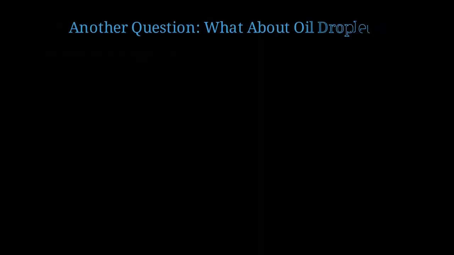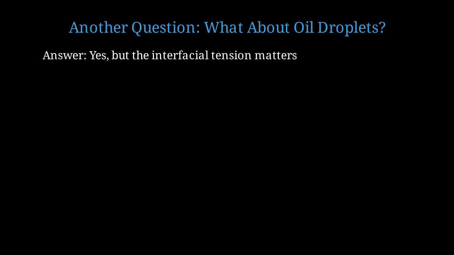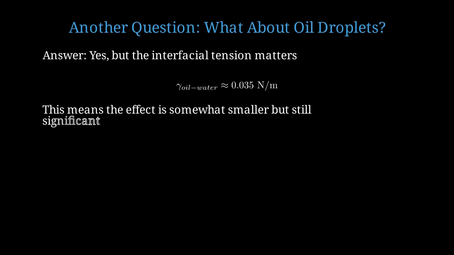Another important question: does this work for oil droplets in water as well as water droplets in oil? The answer is yes, absolutely. The key parameter is the interfacial tension between the two phases. Oil-water interfaces typically have tensions of 20 to 50 millinewtons per meter. For a typical oil-water interface, gamma is approximately 0.035 newtons per meter, which is about half that of pure water. This means the curvature effect will be somewhat smaller for oil droplets, but at the nanoscale, it's still very significant.